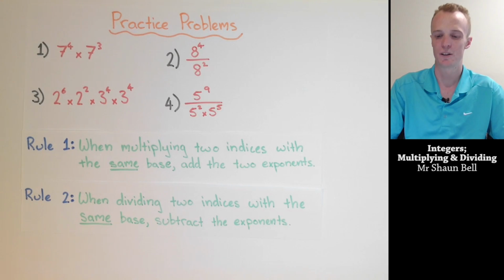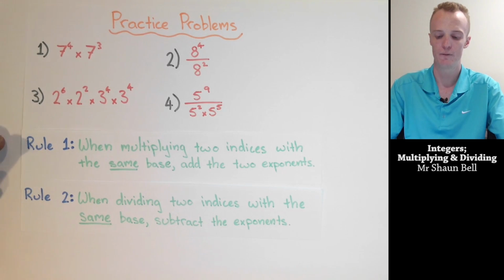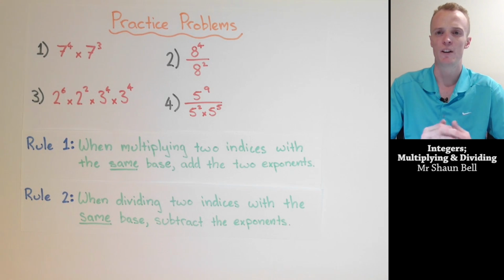So now it's your turn. Remember, when simplifying each of the following, to apply rule 1 and rule 2 as long as they've got the same base. When you have a division problem, don't forget the invisible brackets that exist on both the top line and the bottom line.